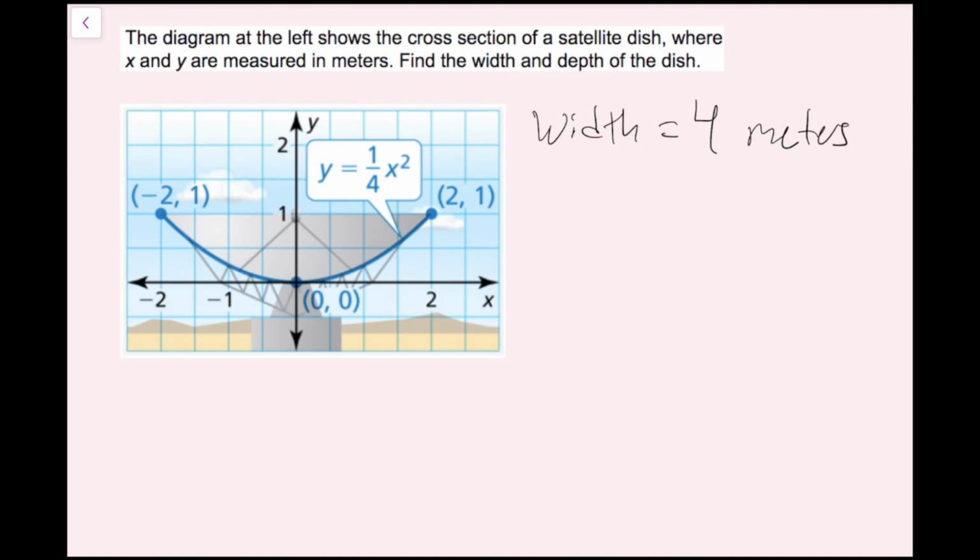And then now I want to find the depth. Well, I see that going from my vertex, which is at 0, 0, to this right here, is going to be just 1 meter. So the depth is going to equal 1 meter. So using the graph, we've successfully found the width and the depth of our satellite, which is in the shape of a parabola, and now we're done.